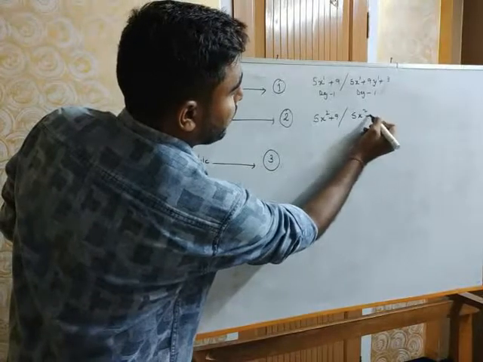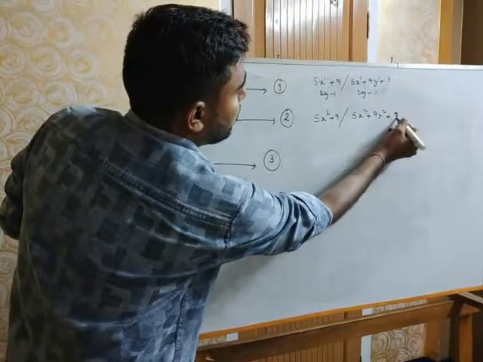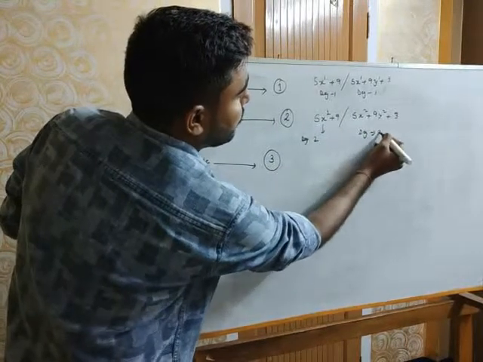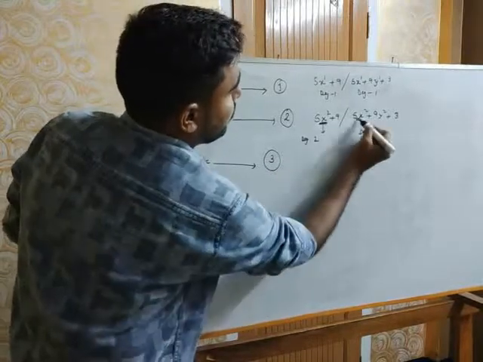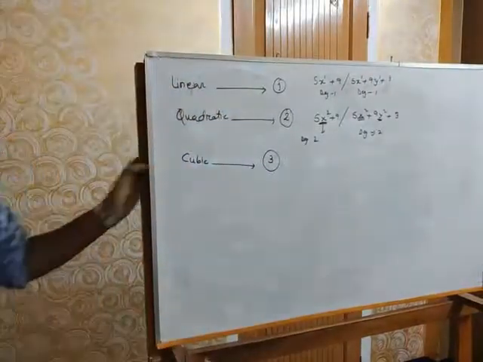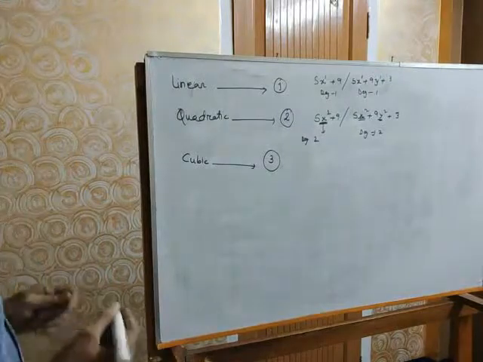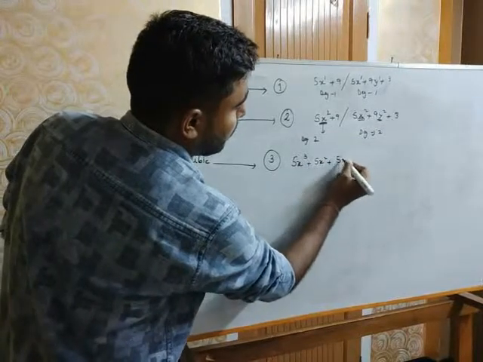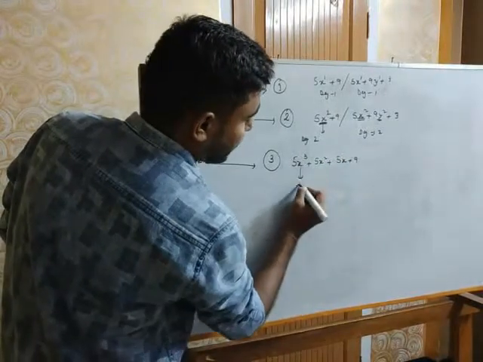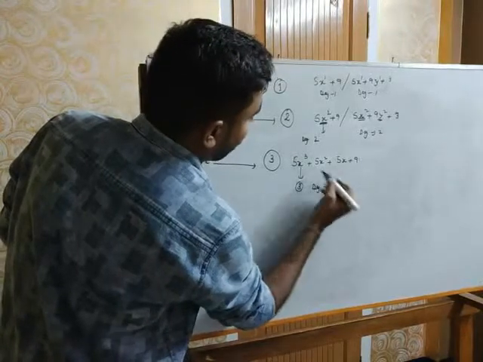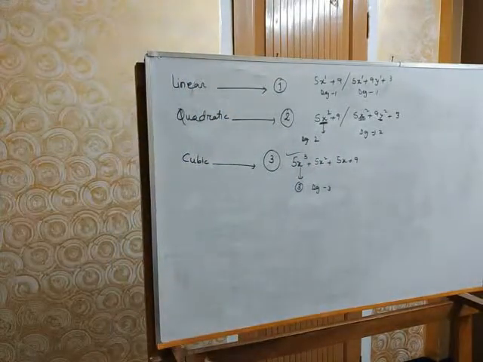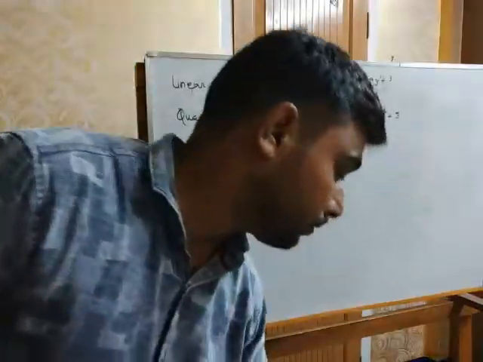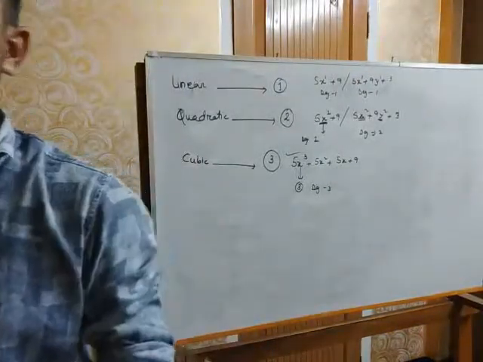Here you can write 5x square plus 9y square plus 3. Here the degree is 2, here the degree is 2. This is quadratic in one variable, this is quadratic in two variables. Similarly for cubic, the degree will be 3. So you can write 5x cube plus 5x square plus 5x plus 9. You can see the highest power is 3, so the degree is 3 and hence it is cubic. Are you clear with linear, quadratic and cubic polynomials? Are you clear, everyone?